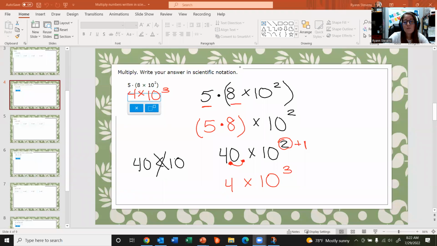And that's where it's also important to make sure you check at the end. Make sure that you just kind of look at that final answer that you got. Make sure that it is greater than 1 and less than 10 for this first number.